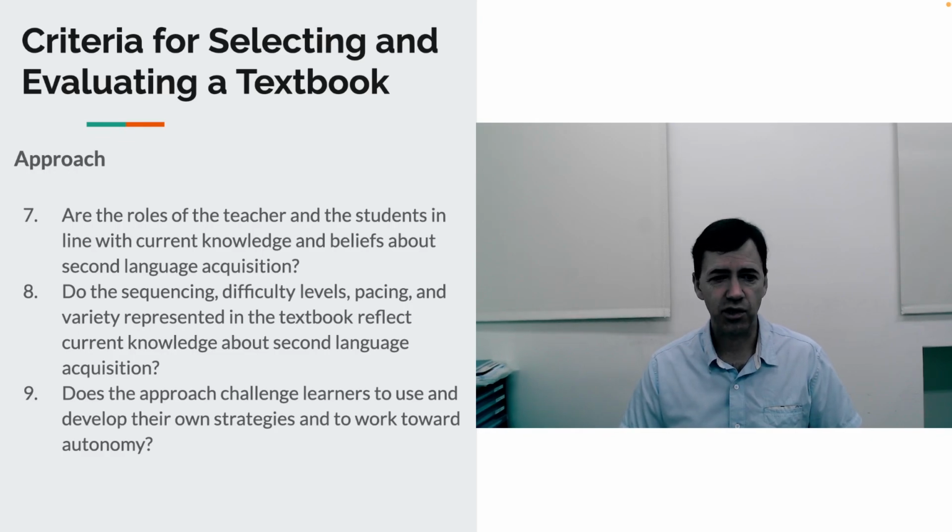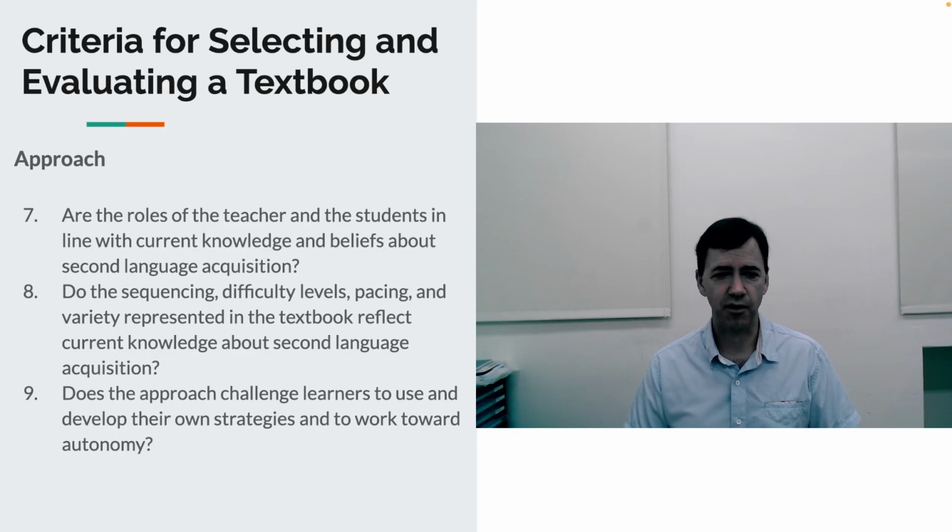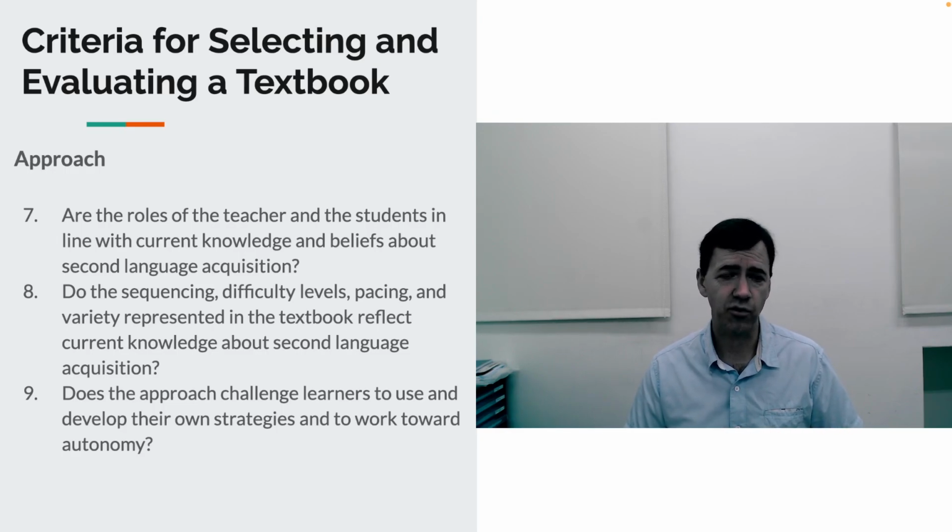Okay, number 8, do the sequencing, difficulty levels, pacing, variety represented in the textbook reflect current knowledge about second language acquisition? So basically, do you have a current book? I mean, if it's outdated, maybe it's not going to work. And does the approach challenge learners to use and develop their own strategies and work toward autonomy? This is important. It should give them some suggestions on their own language learning strategies, and maybe it should have something about learning styles as well.